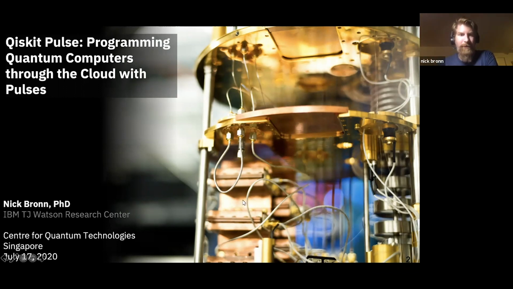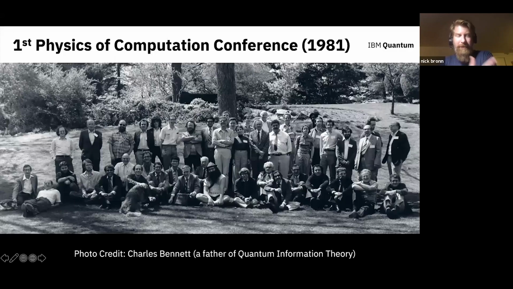First, I'd like to go back to the picture of the first Physics of Computation conference, which was co-hosted by MIT and IBM in 1981. Most people talk about this because this is where Richard Feynman thought it would be great to have a quantum computer, because you could simulate nature better, like nuclear interactions and molecular interactions. The Hilbert space gets too large for any classical computer to handle these kinds of problems. So you need a quantum computer, a computer that obeys quantum mechanics, in order to solve them.